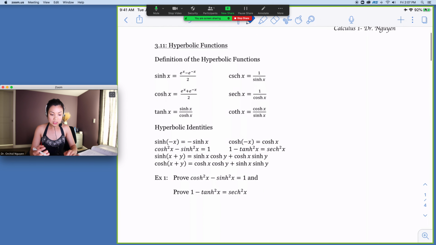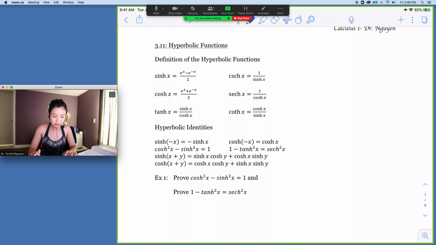So these are the definitions. I understand that it's really hard to memorize these definitions, but some functions are very close to the trig functions. So, for example, you see the hyperbolic tangent is like hyperbolic sine over hyperbolic cosine, so they are the same.